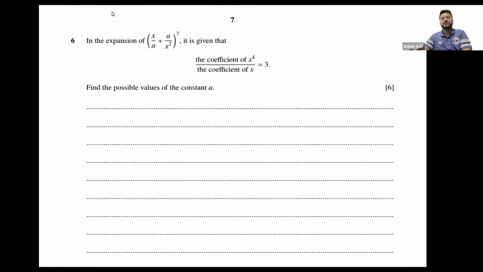In the expansion of (x upon a plus a upon x square) to the power of 7, it is given that the coefficient of x to the power of 4 divided by the coefficient of x is equal to 3. Find the possible values of the constant a. So, coefficient of x to the power of 4 needs to be found out.